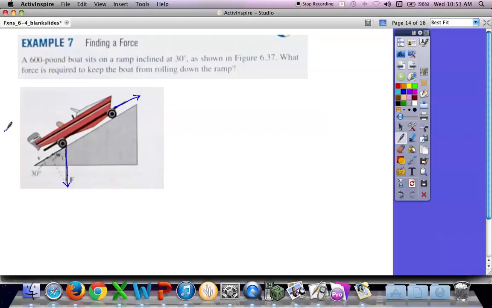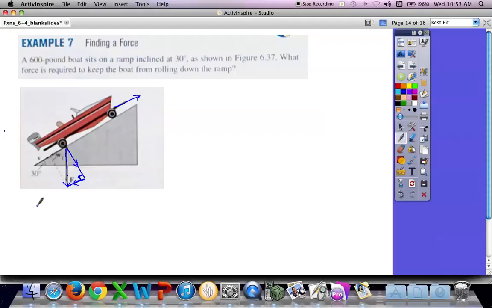We need to break down this force vector into components, one of which is parallel to this ramp because that's what's balancing that force. The other one will have to be perpendicular. So usually you're going to end up drawing yourself a right triangle that looks like this. We know that this vector is that vector plus that vector. Part of it is going into the ramp, part of it is going parallel to the ramp.